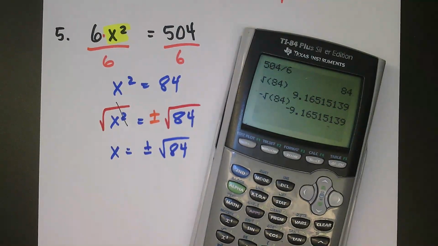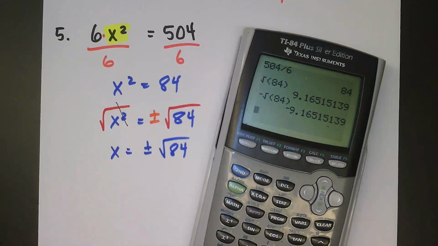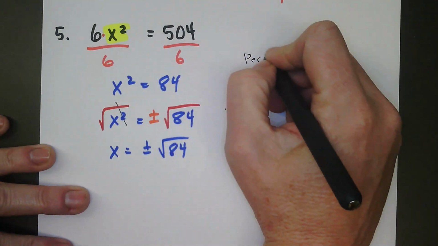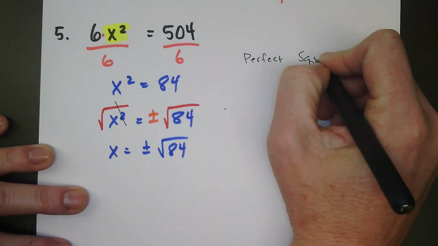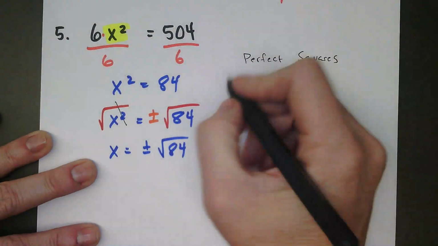And those are my two approximate answers, but typically we're going to give our answers in simplest radical form. And that's what I'm going to do here. I'm going to simplify the radical. Now, when you simplify the radical, you start looking at your perfect squares. And those are the whole numbers squared. So I'll write out a list fairly quickly here.